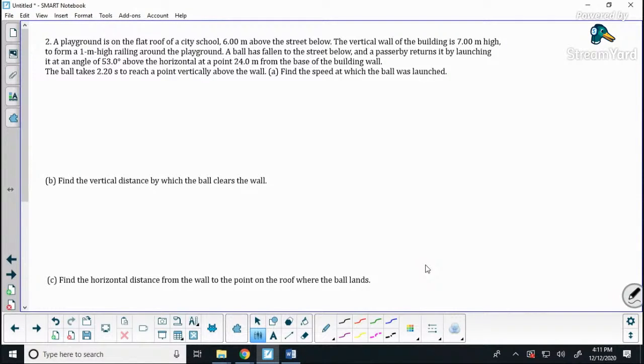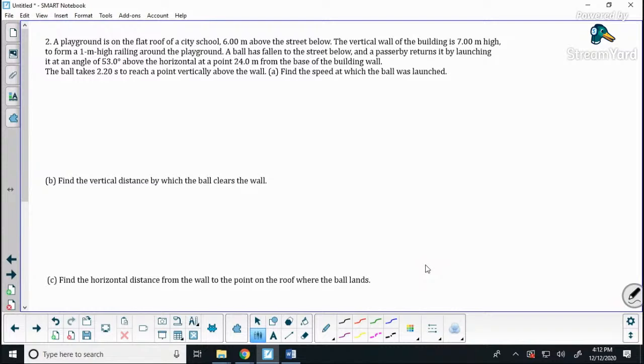It says a playground is on a flat roof of a city school 6 meters above the street below. The vertical wall of the building is 7 meters high to form a 1 meter high railing around the playground. A ball has fallen to the street below, and a passerby returns it by launching it at an angle of 53 degrees above the horizontal to a point 24 meters from the base of the wall. The ball takes 2.20 seconds to reach the point vertically above the wall. So A, find the speed at which the ball was launched.